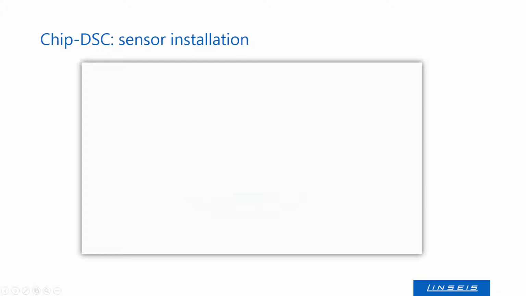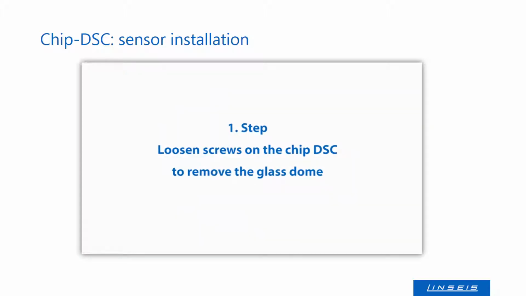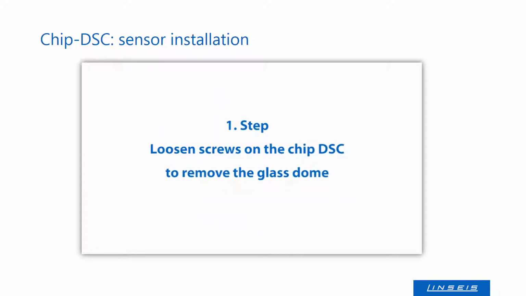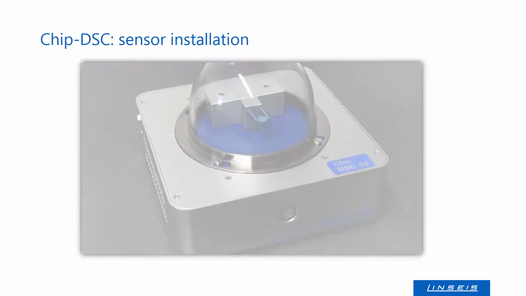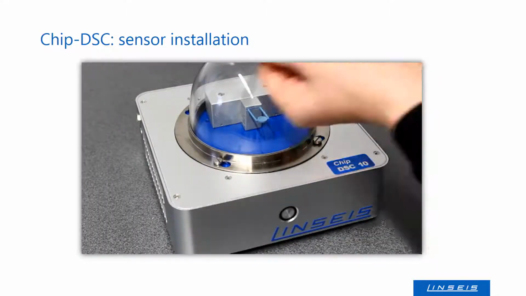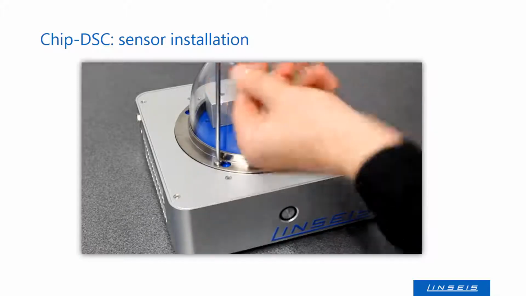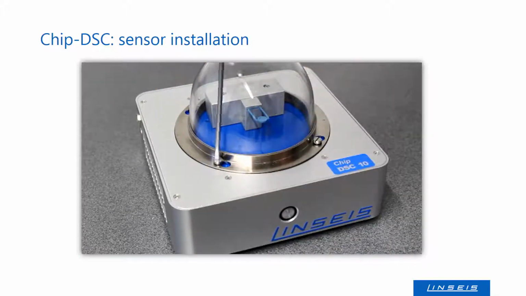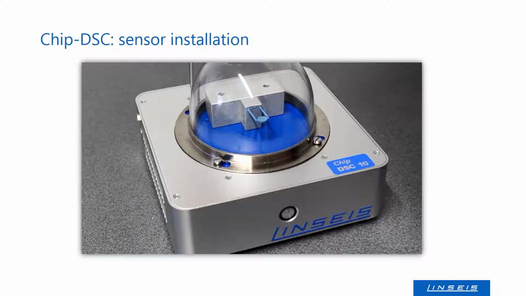The following video clip shows the exchange of a sensor. Sensor exchange and installation of a sensor can be done within 3 steps. In the first step, you have to open the screws of the glass case, like it can be seen here. There are 4 screws, 2 in front, 2 in the back position, that you can just open with one little turn to remove the glass part.